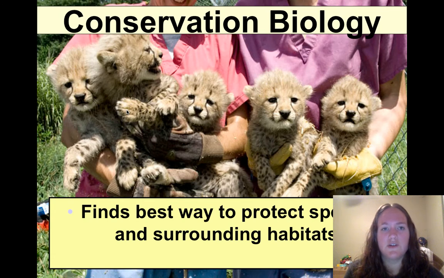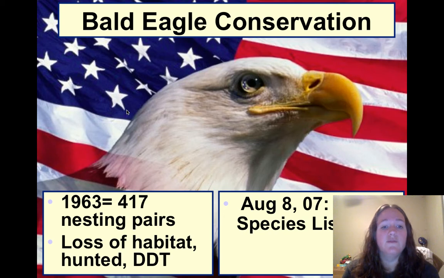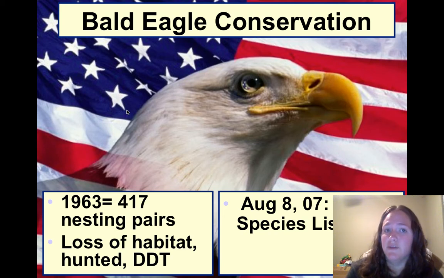So we do try to conserve things. Conservation biology is trying to find ways to protect these species. So rehabilitation centers, we have a lot of zoos, things like that are geared towards conservation. And actually protecting them and breeding them and introducing them back into the wild. An example of this would be bald eagle conservation. So in 1963, there were only 417 pairs left that we knew about because of loss of habitat.